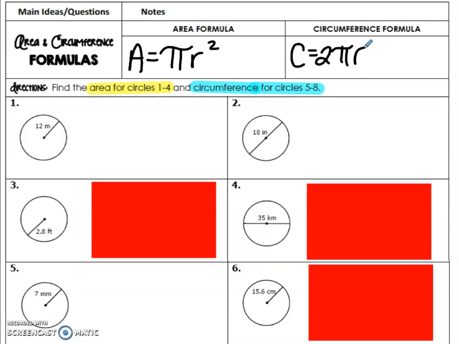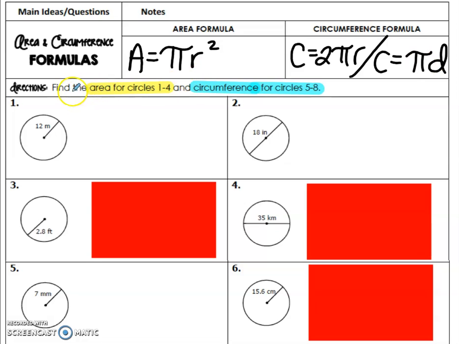There's actually another formula if you find it more useful. If you have 2 of your radiuses, that is the same thing as a diameter. And so you can also use the formula circumference equals pi times your diameter. Okay? So those are our 3 formulas we're going to be using to solve these.